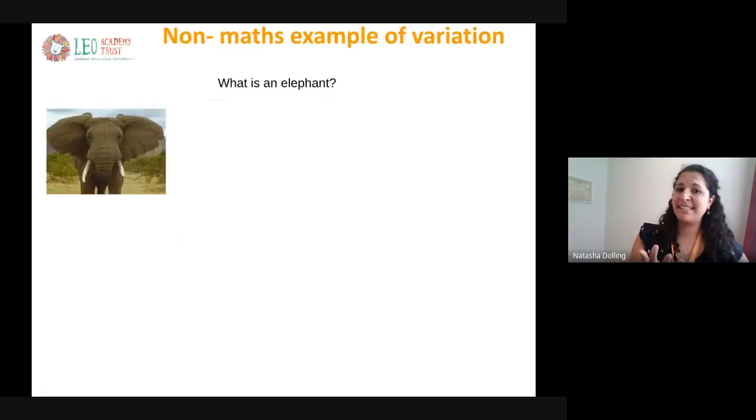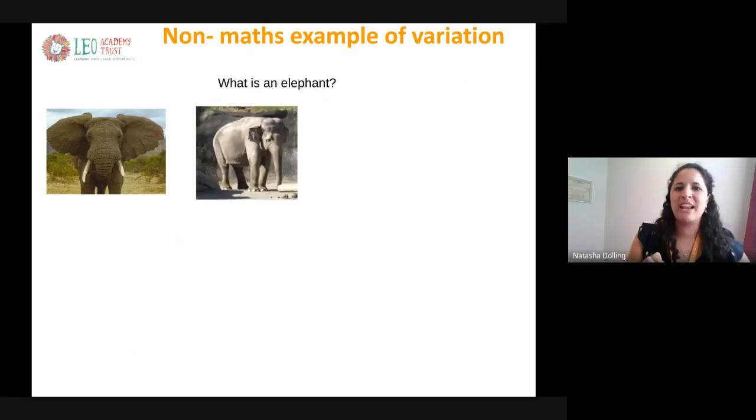So this is my non-maths example of variation. I'm showing you this picture and I'm going to say, what is an elephant? Give me a feature of an elephant. And I'm going to imagine that somebody has said they have really big ears. An elephant has big ears. Right. I'm then going to show you a picture of an elephant with really small ears and say, well, what's an elephant? And so you're going to look at them both and say to me, maybe, oh, an elephant is really big. So I'm going to show you an elephant that is small.